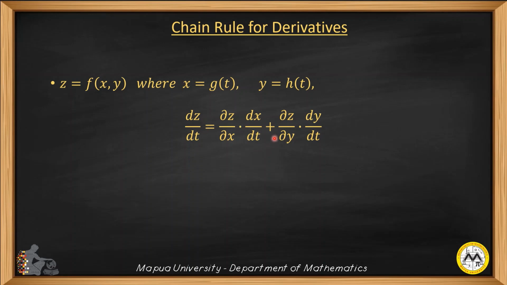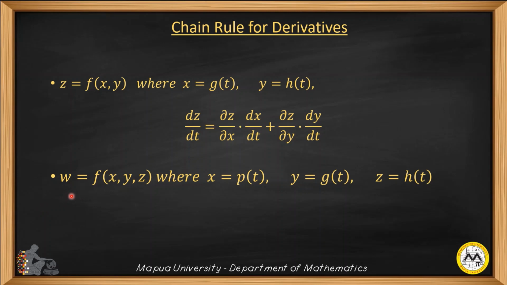Then that will be defined in terms of the sum of the following products: the partial derivative of z with respect to x times the derivative of x with respect to t plus the partial derivative of z with respect to y times the derivative of y with respect to t.